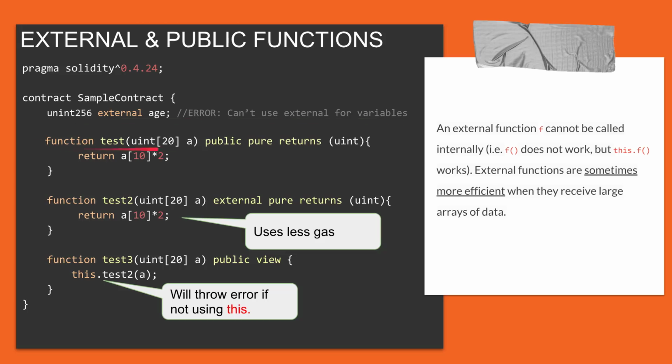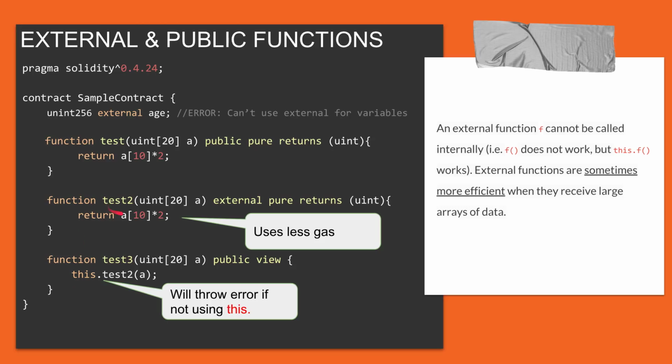However, here I have created public and external functions. Both of them do the same operation, but the external function will cost less gas in the end. External functions are more efficient when they receive large arrays of data, so you can use them to make your contract more efficient.